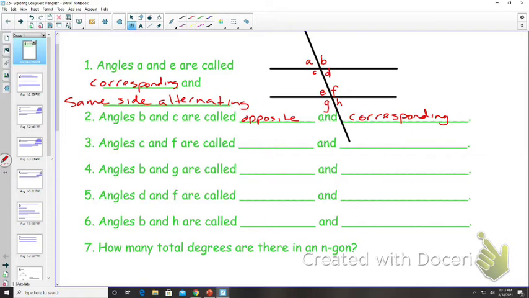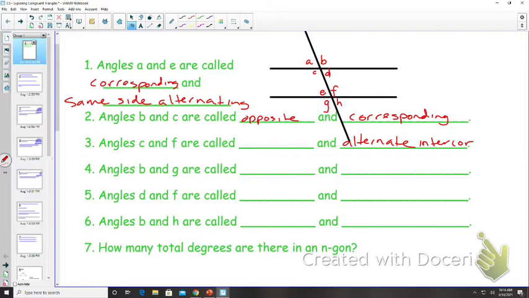Okay, angles C and F. Opposite interior angles. Perfect. So I'm gonna say alternate. Yeah. Alternate. What do we have? C and F. Alternate interior. And are they the same? Yeah. Same angle, right? Yeah. Good. So I guess we should call them corresponding.